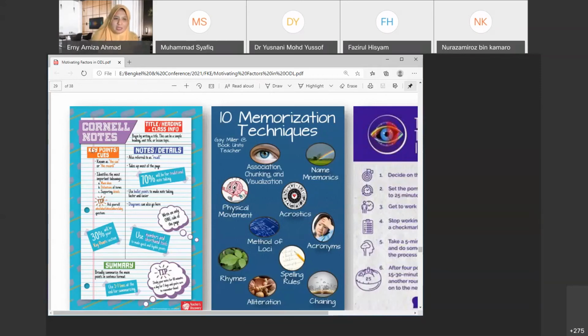Okay, so this portion, key points, and then you have your notes, and then you have the title, the heading, the class info, right? So here it says that 30% will be your key points. Okay, so use marker and shorthand tools. Okay, and then you have your summary. Okay, so these are some of the note-taking tips that you can use.